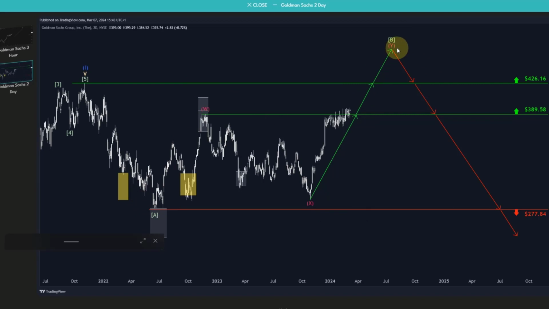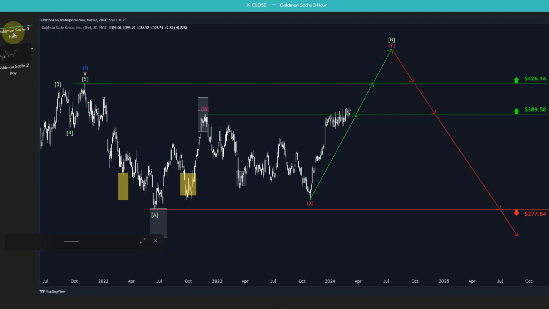As soon as we have a confirmed top in place, we're going to watch for a C wave sell-off that should then even take the price below $277.84. So it looks like there is going to be another run. There should be some more upside momentum, possibly into the region north of $426.16. But then a pretty strong sell-off in the C wave to complete wave 2 in blue, and then a third wave rally should start.